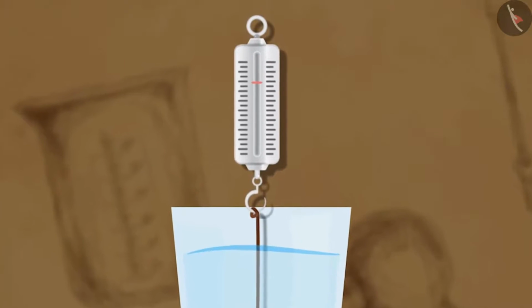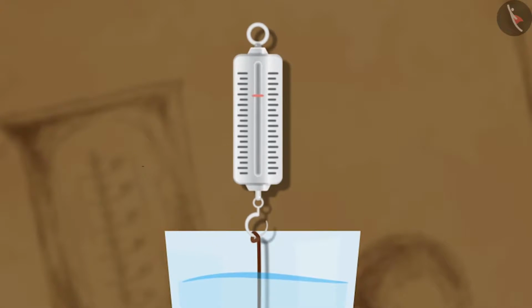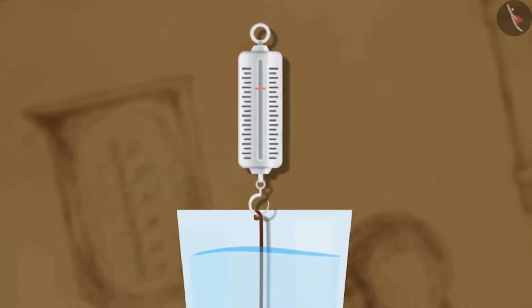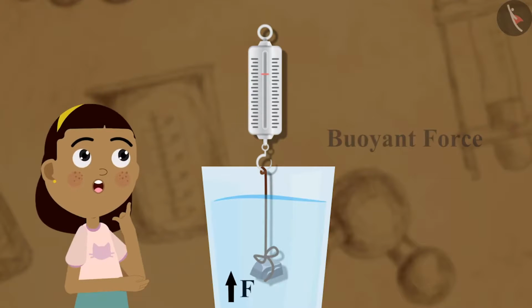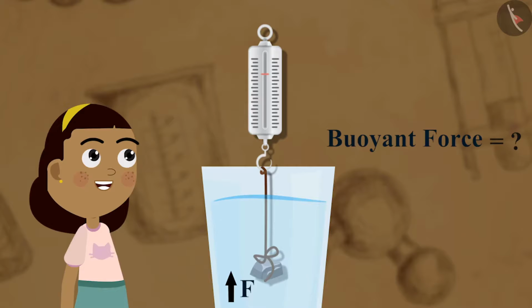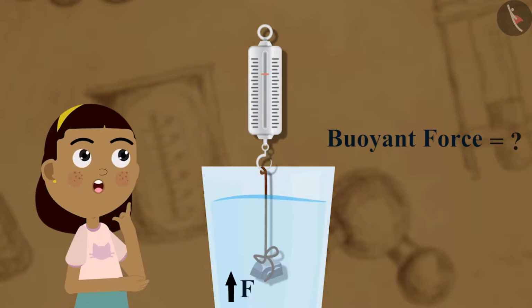You will notice that there is a decrease in the reading, which means that there is a decrease in the weight of the stone. It is because there is an upward force acting on the stone. We know that this upward force is the buoyant force. But what is the magnitude of the buoyant force acting on any substance? The answer to this question was found by a Greek scientist named Archimedes.